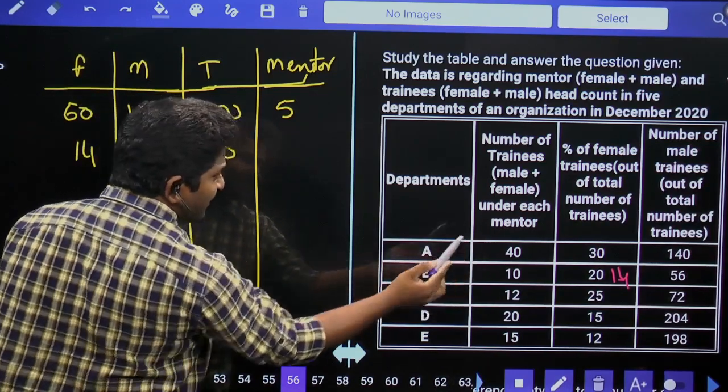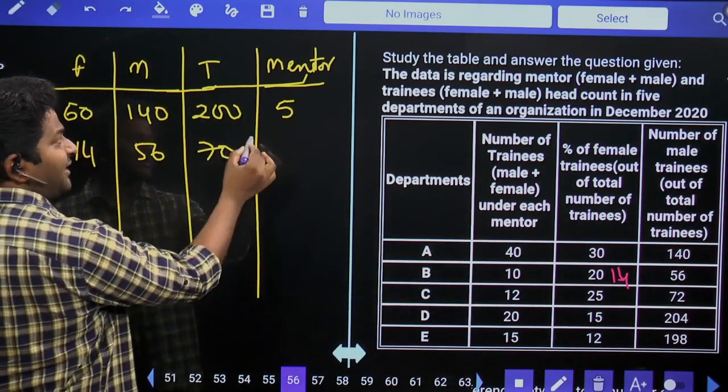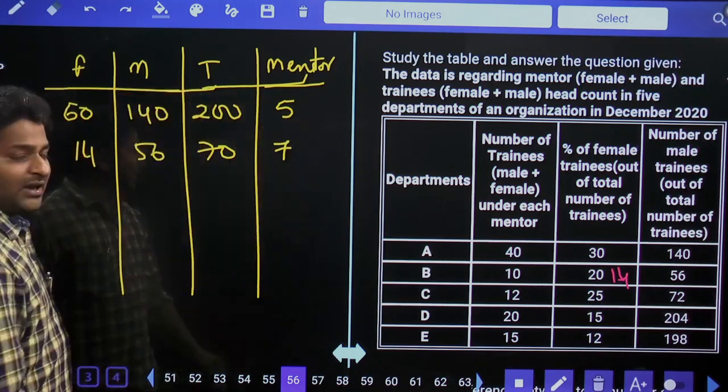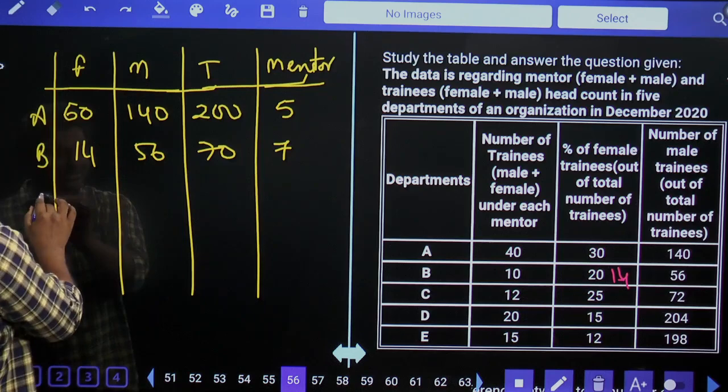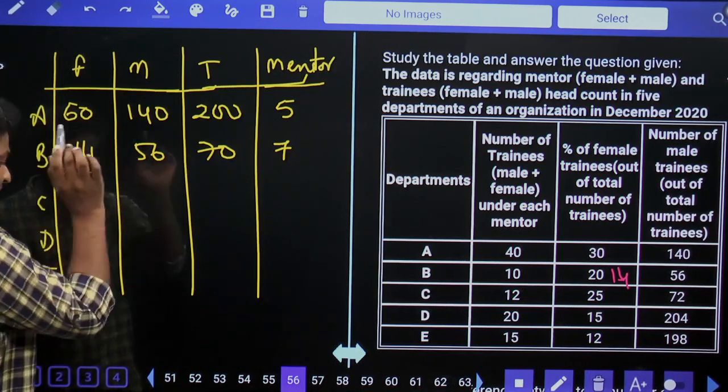In B, each mentor will have 10 students. So for 70 trainees, we need 7 mentors. This is for A, B, C, D and then E.